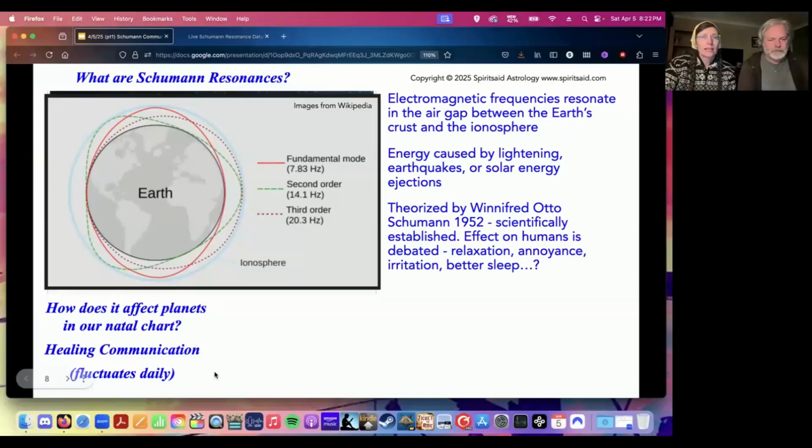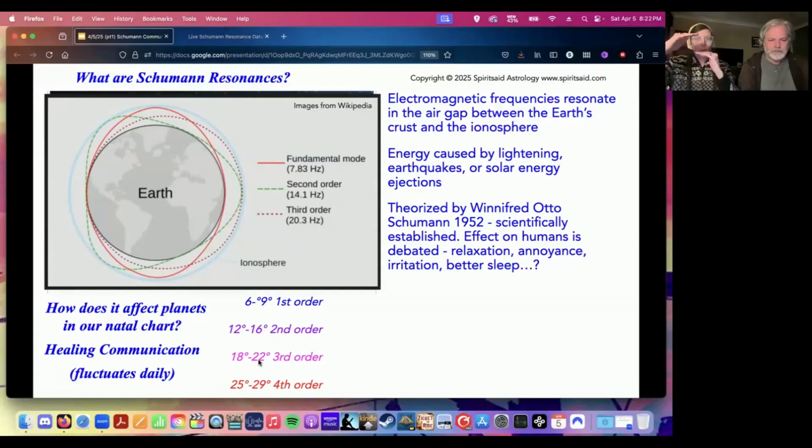Okay, so the question is then, if this boosts our communication and our ability to resonate with other humans, how do we break that down? How can we tell how that's at work in our charts? Okay, so I have these. So you can see the first fundamental mode is 7.83. So I've turned that into a range of like 6 to 9 degrees, right? And then the second is 14. So I'm saying that's like 12 to 16. The third is 20.3, and I'm saying that's 18 to 22. So I hope you guys can see it's sort of like plus or minus a little bit.